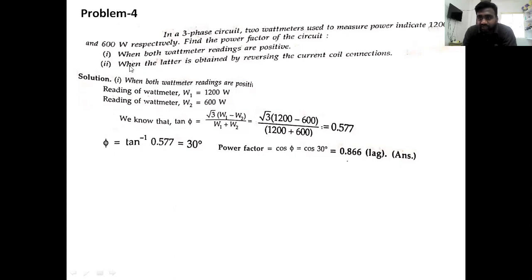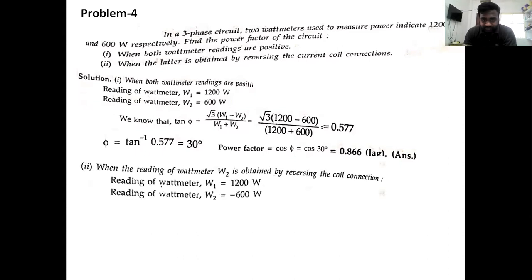So in the second case, what do we need to calculate? In the second case, we need to calculate when one of the current coil connections is reversed. Now the current coil is reversed. Let me check the second case. If one of the current coil connections is reversed, W1 will be 1200 kilowatts and W2 will be minus 600 kilowatts. So what will happen to the calculation?